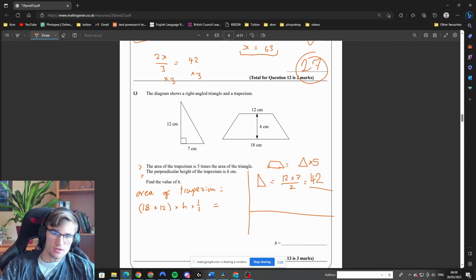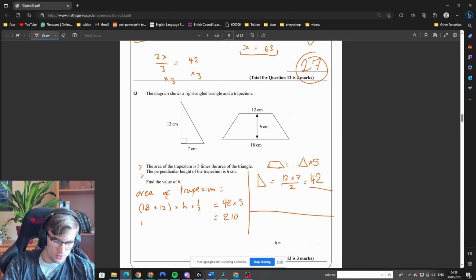Right? So I'm told that the trapezium is what? It's 5 times the size of the triangle. So I'm going to do 42 times by 5. 210. So I know that the area of the trapezium equals 210.